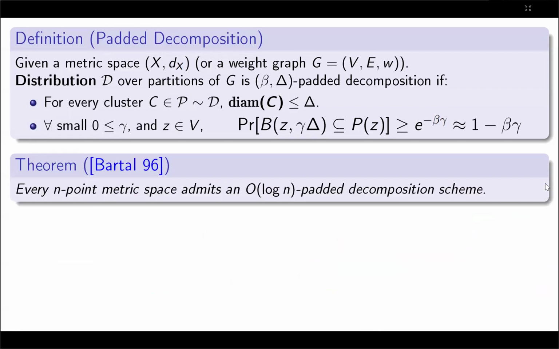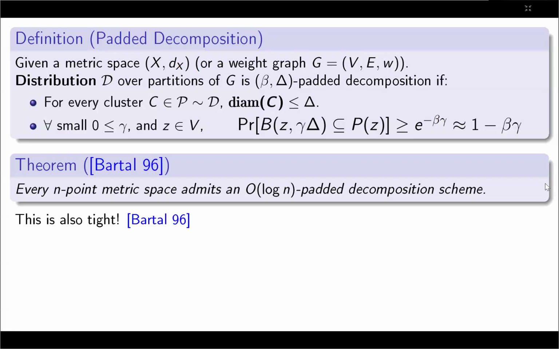We know by Bartal that every metric space meets a log n padded decomposition scheme, which means the padding parameter for every metric space, the best we know, is log n. And there are some metric spaces with better padding parameters. For example, Euclidean space of dimension d will have padding parameter d. And this is tight, for example by expanders, you cannot do better. Or high dimensional space as well.